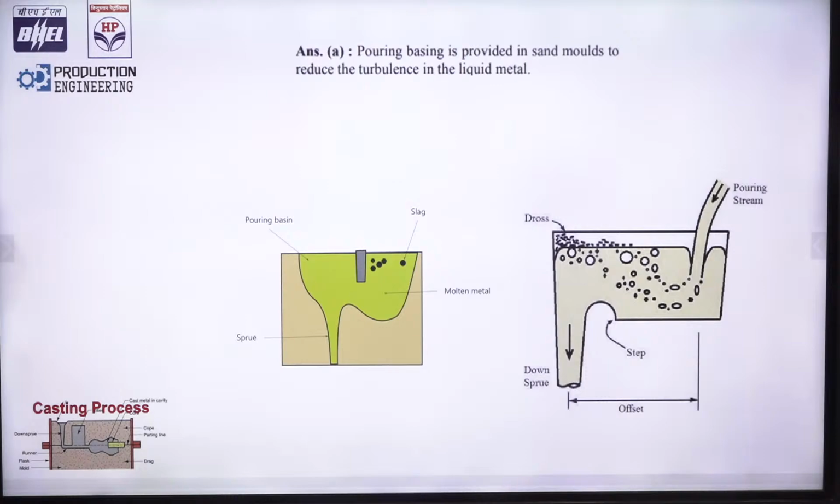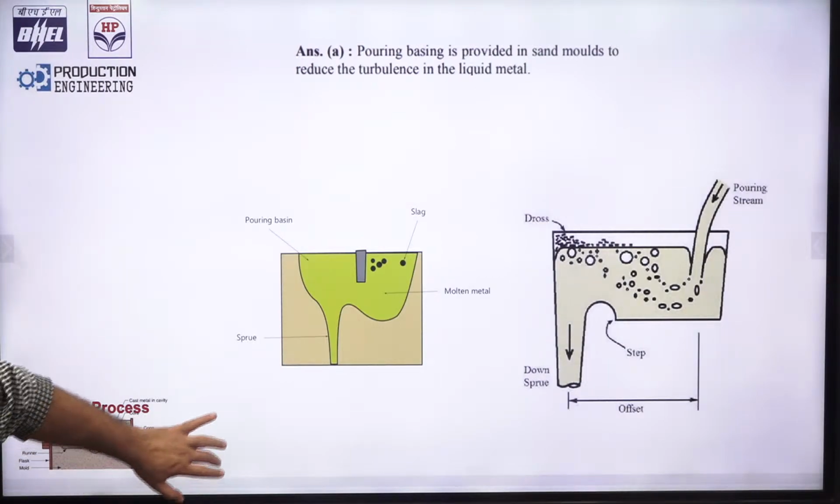So slag, dross, these things you should know. What is the meaning of it? These are the three advantages of having a pouring basin.